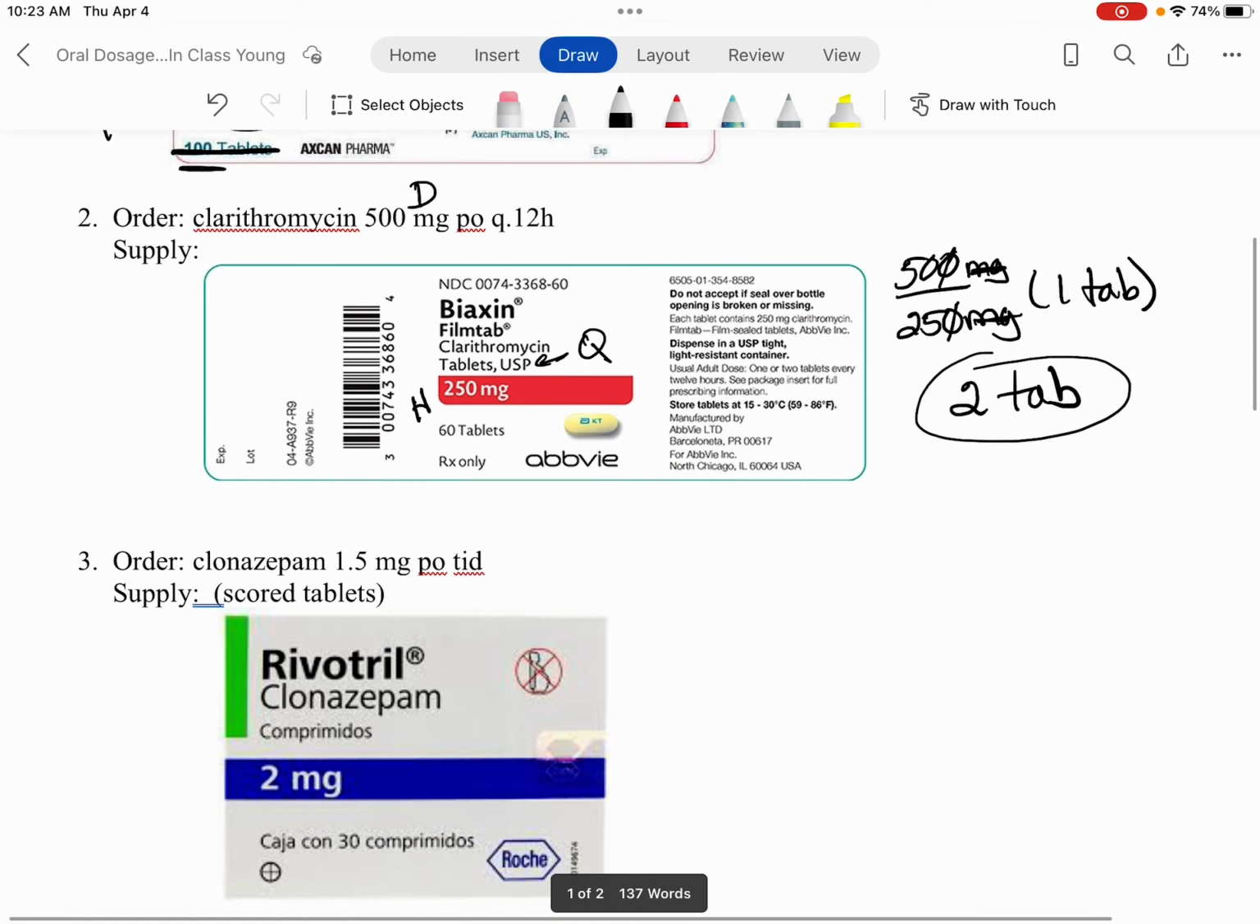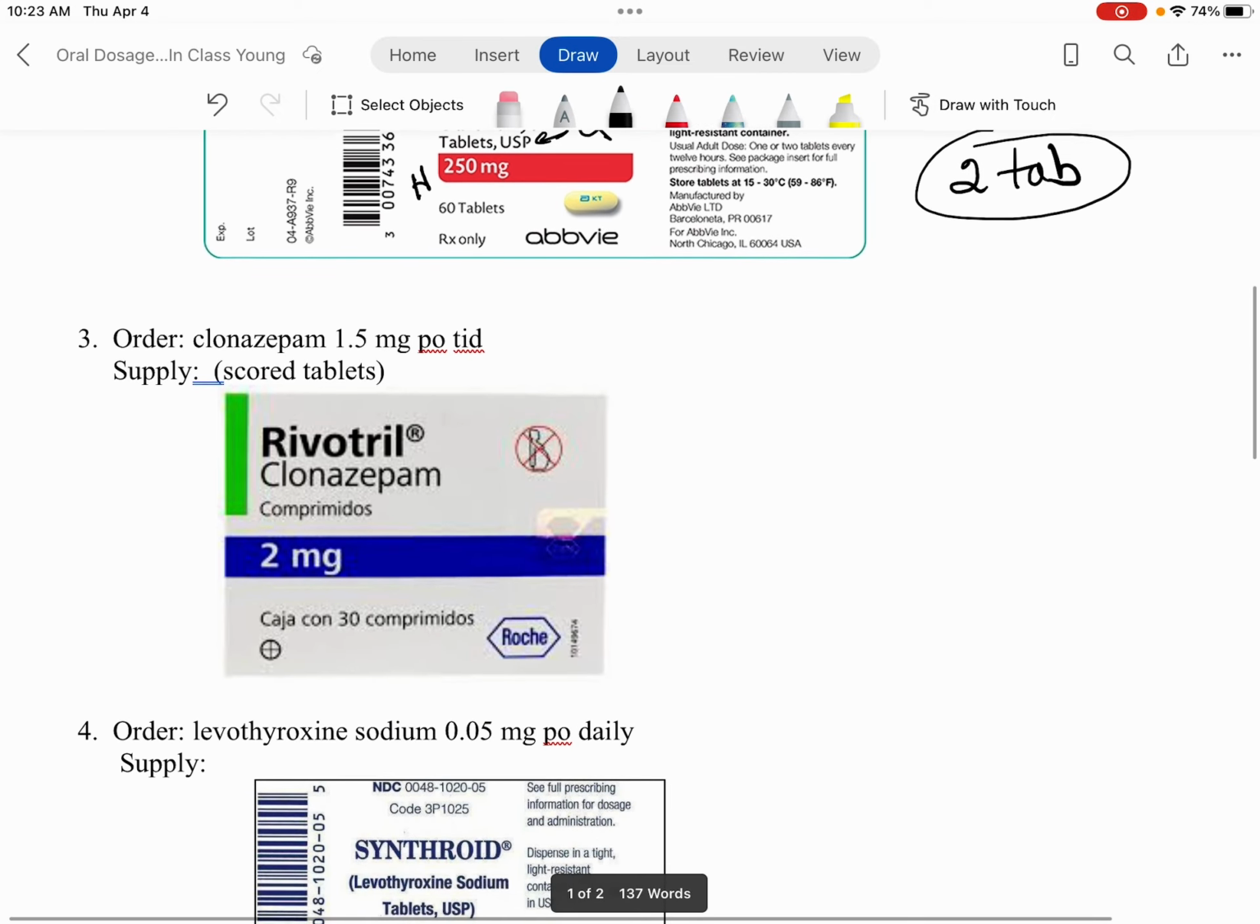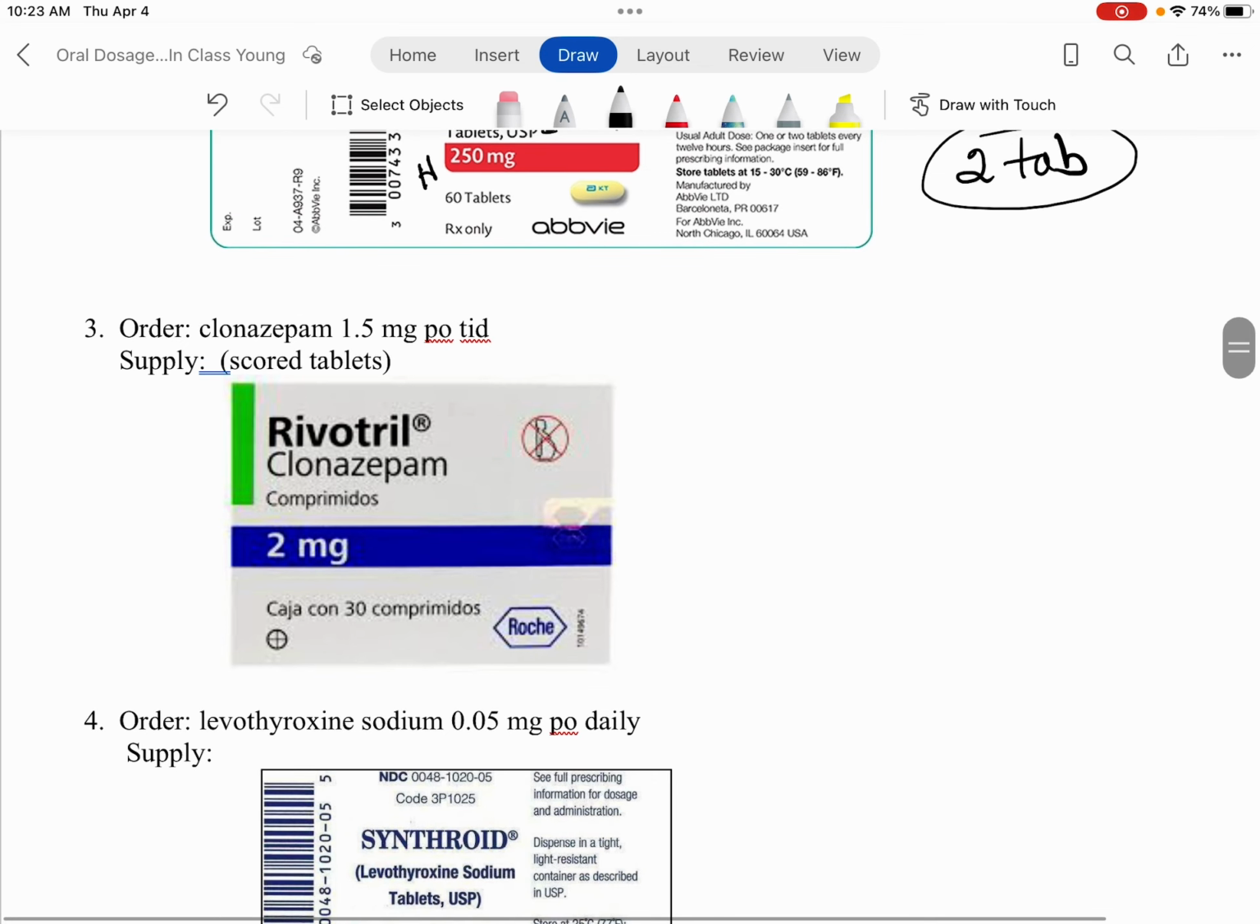So let's keep looking. Let's look at number 3. This one is clonazepam, 1.5 milligrams by mouth 3 times a day. The tablets, the supply, they're scored tablets. That means that these tablets can be broken in half, or cut in half, or cut in fourths. If you'll notice the little tablet here at the bottom of the label, that shows you how it's scored. It's scored 2 different ways, so it can be cut in fourths if you need it to be.